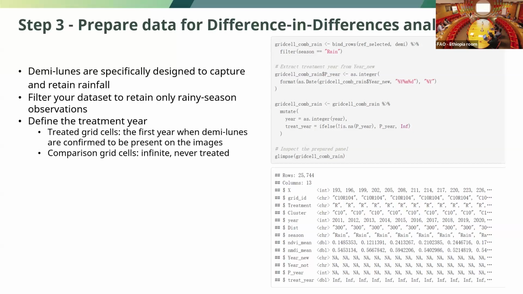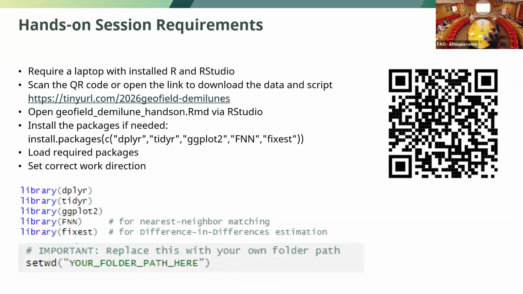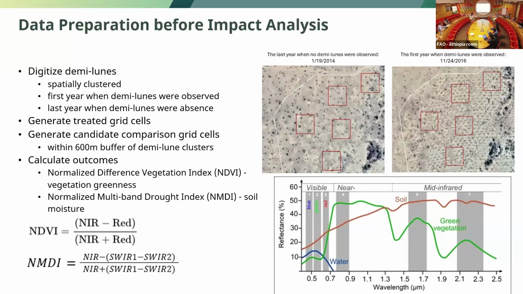And then the next step is that we want to build the treatment years for the comparison and treated cells. The treatment year is very simple. It's just the first year we found those Demi-lunes on the images. Let's go back to the examples here. On the images from 2014, we didn't see any Demi-lunes. But the next image is from 2016, and then we found those Demi-lunes here. So the treatment year for those Demi-lunes will be 2016.